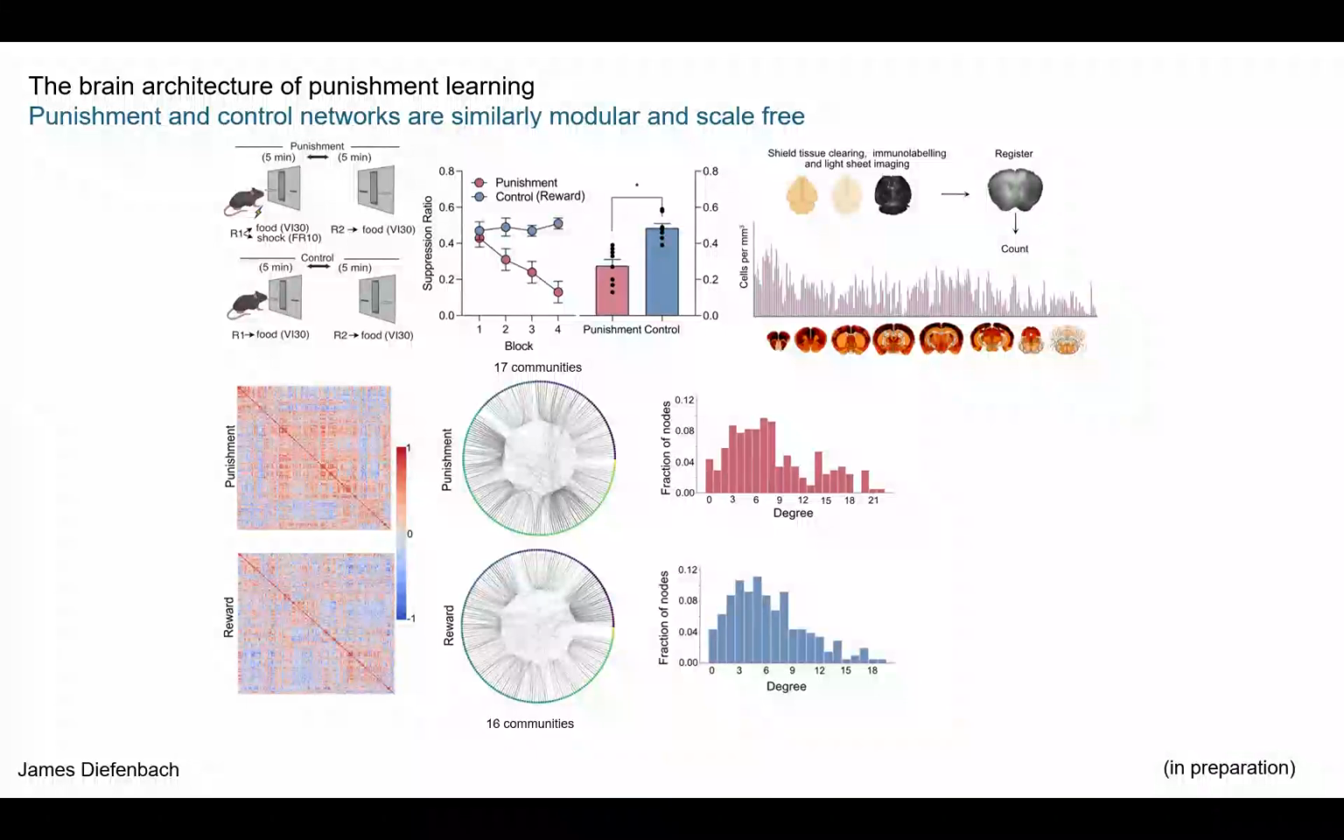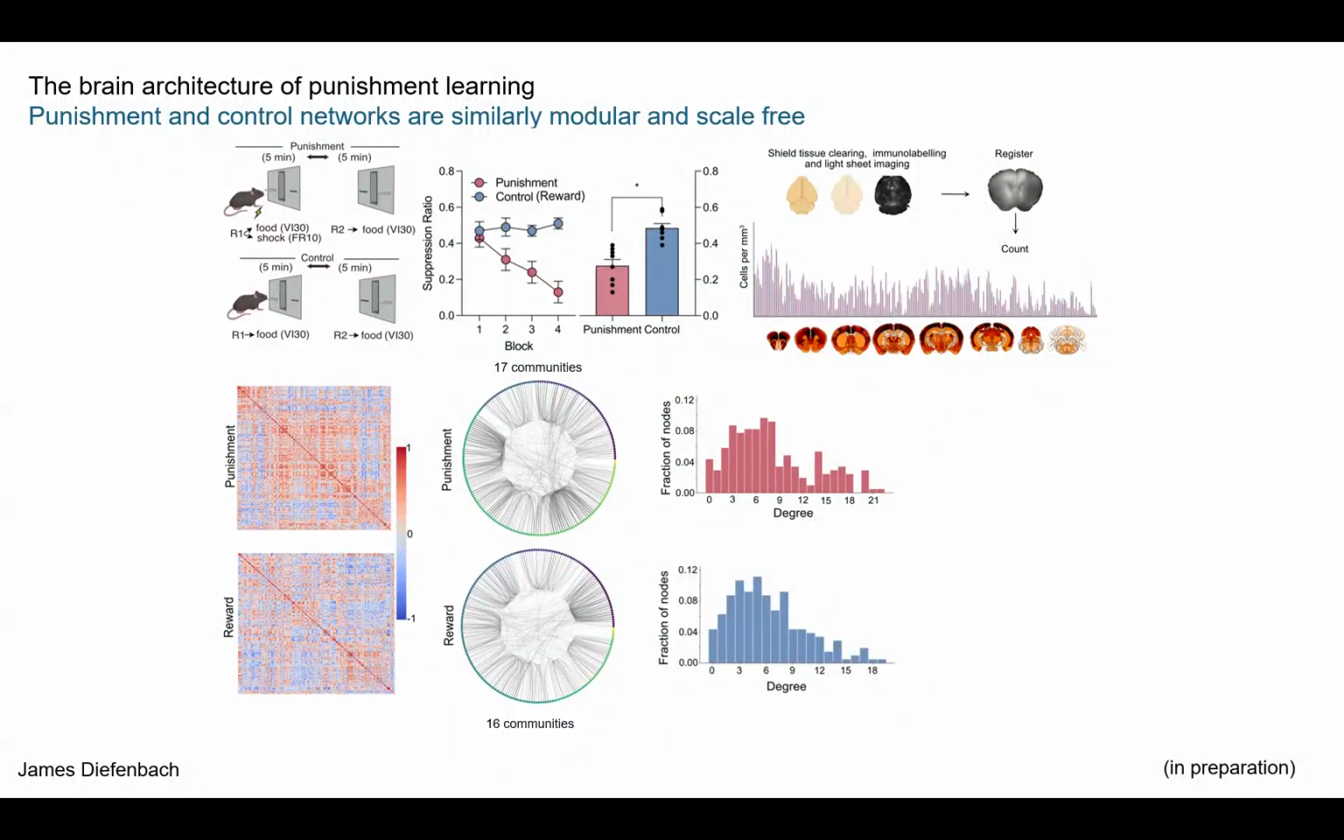And what we found is that both the punishment whole brain network and the reward or the control whole brain network are similarly modular. There are 17 modules or communities in the punishment brain. There are 16 in the reward brain. And they have, as one might expect, for those people who study brain networks, other properties, one of which is that they're scale free.